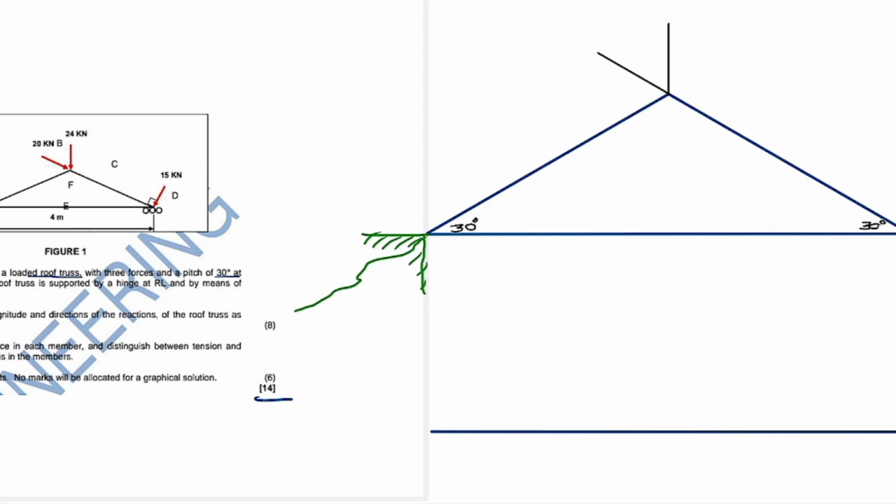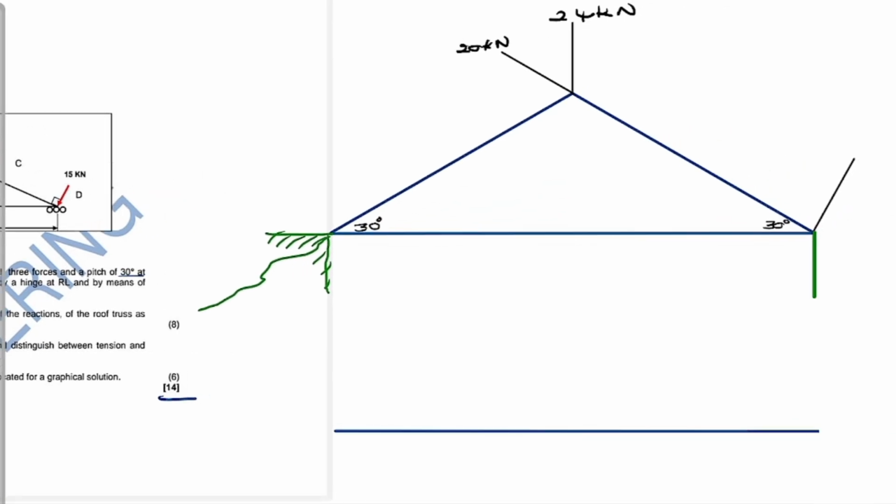Let me just label this real quick. This will be the 24 kilonewtons there, and then here is the 20 kilonewtons. And then what else do we have? We have this wind load. Don't forget the wind load. Here we have the wind load. It's 15 kilonewtons. That is the wind load. Okay, guys, 24, 20, and 15.